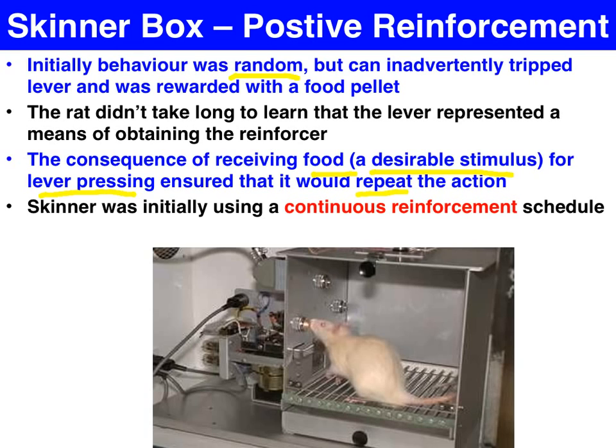Now, initially Skinner used a continuous reinforcement schedule which results in the fastest rate of acquisition, i.e. every time the rat hit the lever, a food pellet would be delivered. Then, later on, he went to a partial schedule, and I'll go through this in a future YouTube clip.